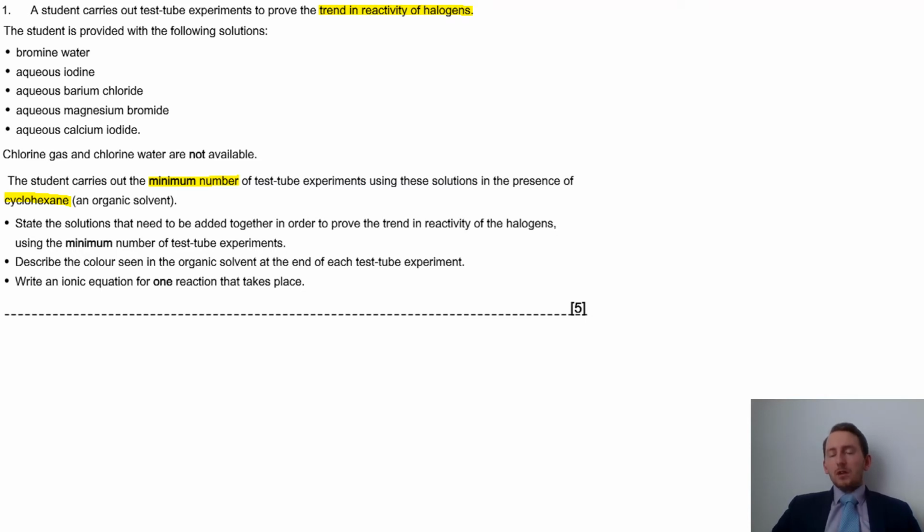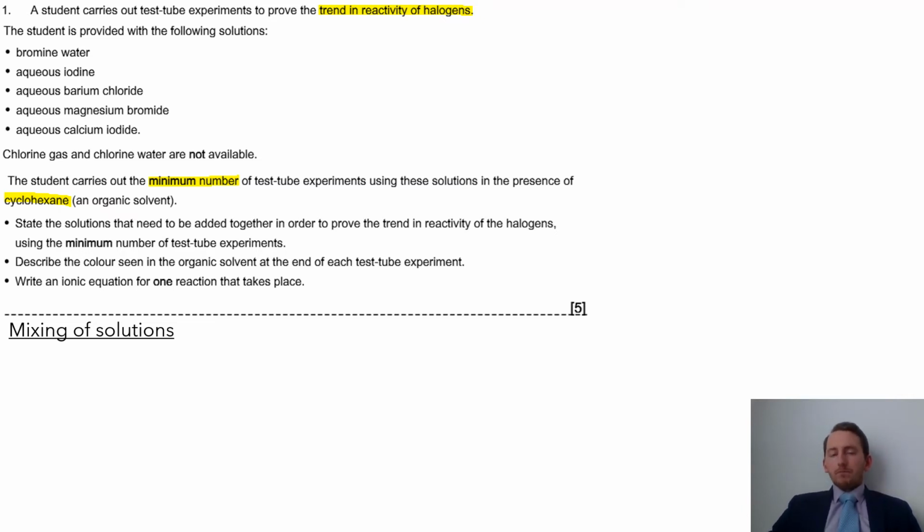We already know that. So this is where that kind of helps us a little bit. This question is going off the fact that you already know the reactivity of the halogens, and you just need to prove it by using the equipment and the solutions that you've got here. Now, in terms of mixing the solutions, it wants the minimum number. The minimum number is 2 if you pick the right 2.